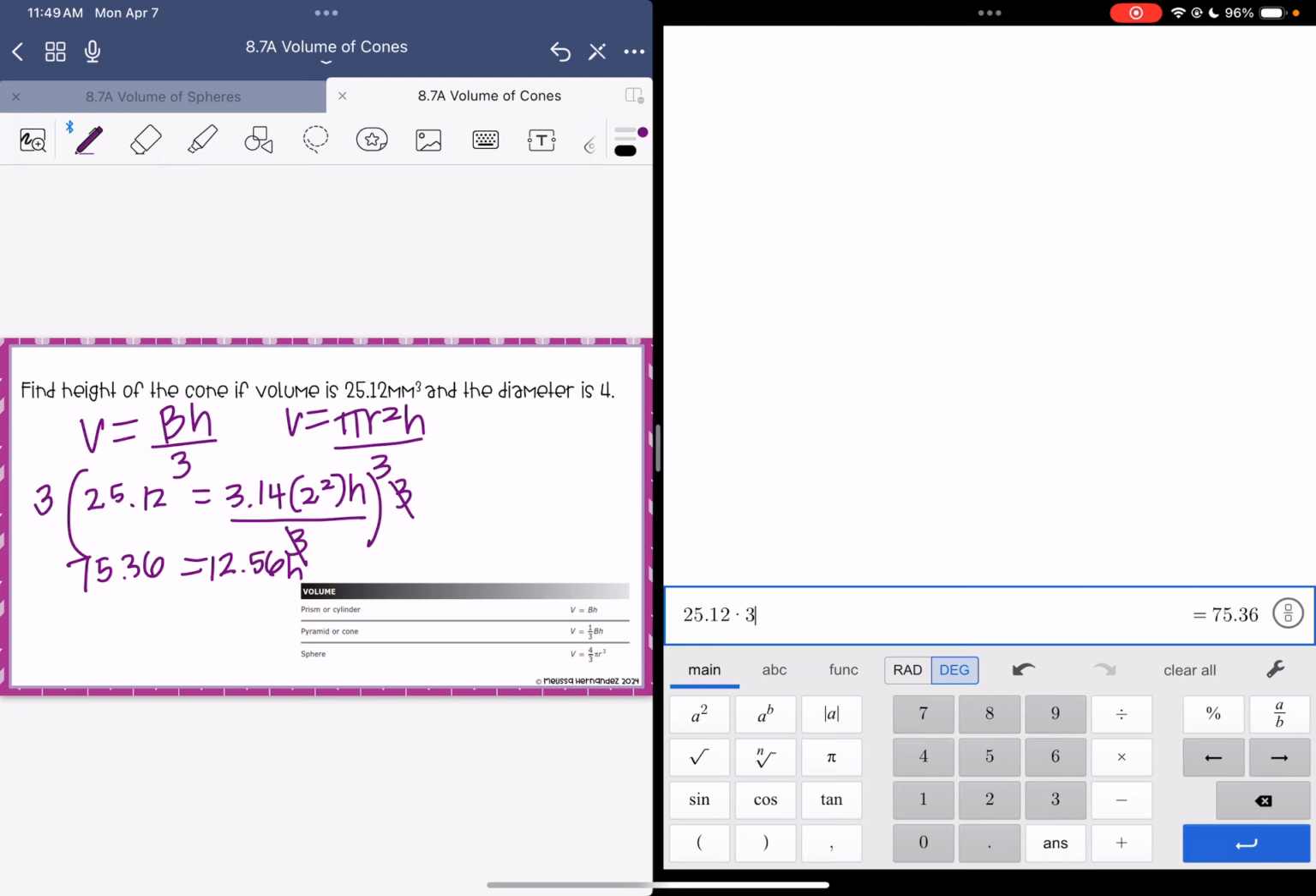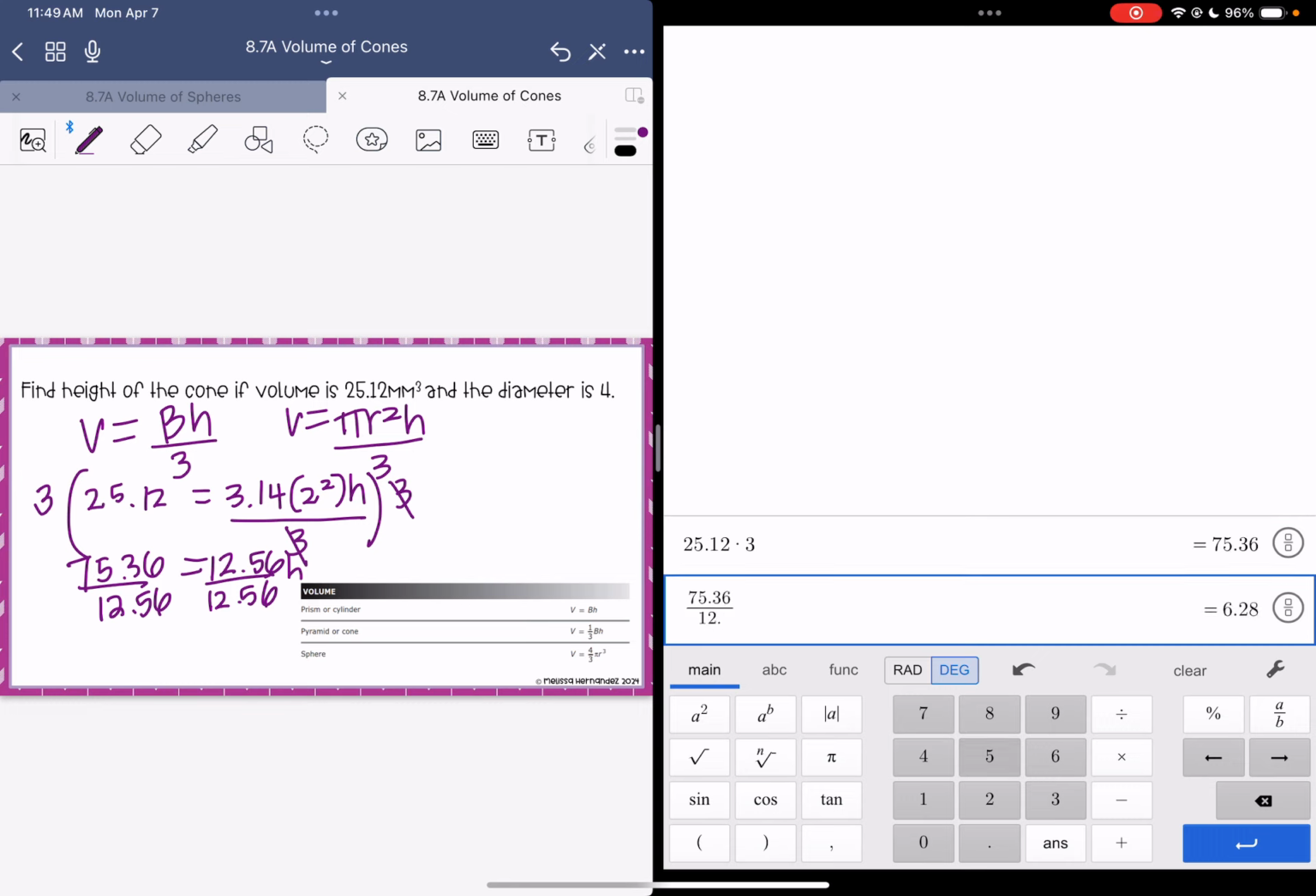Now, this is a one-step equation going back to 6th grade, so we're going to use inverse operations to isolate the height. So we'll divide both sides by 12.56. So that means 75.36 divided by 12.56. And it gives us a height of 6. If you want, you can go back, plug it in using the original formula, and instead of substituting the volume, substitute the height of 6 to verify everything is okay.